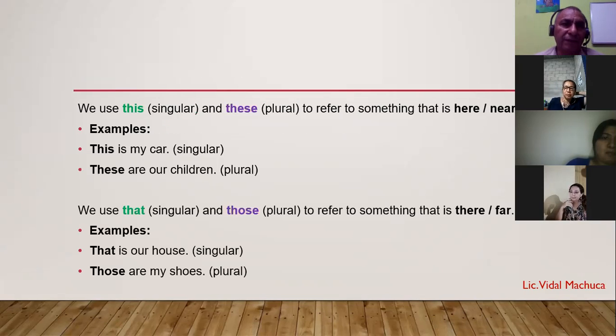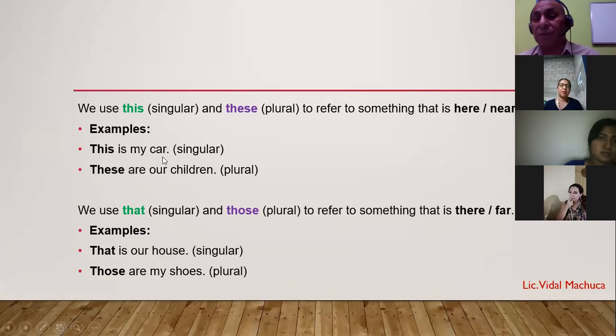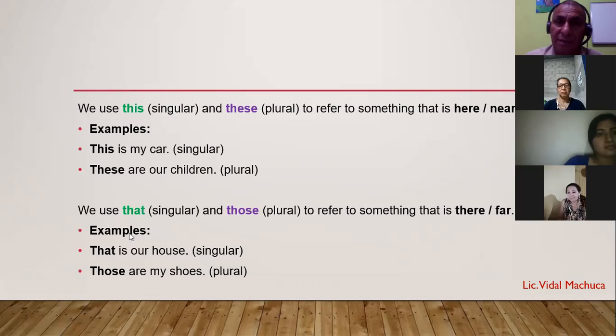Yes, very good. Entonces, we use this singular, lo que les acabo de explicar, y these plural to refer to something that is here or near. Here es aquí, ¿verdad? O near es cerca. Los ejemplos que tenemos aquí es, this is my car. Entonces, ¿a dónde está el carro? ¿Está lejos o está cerca, Jacqueline? Está cerca. Cerca, ok. Entonces, Jenny, si yo digo, these are our children, ¿a dónde están los niños? Están cerca, pero son más de uno, ¿verdad? Esa es la única diferencia. Estamos demostrando que ellos están más cerca, pero más de uno.